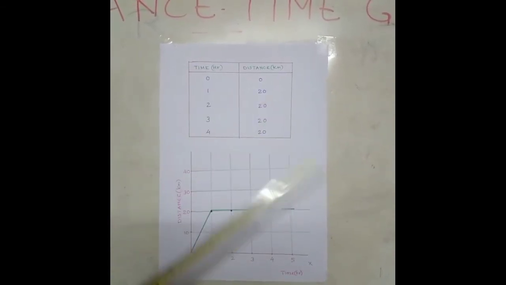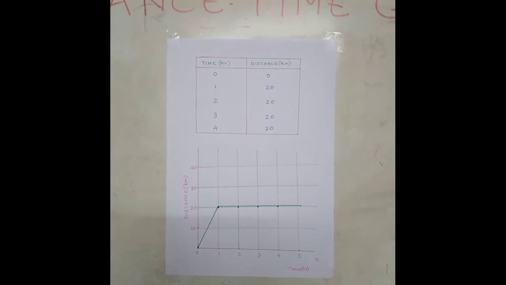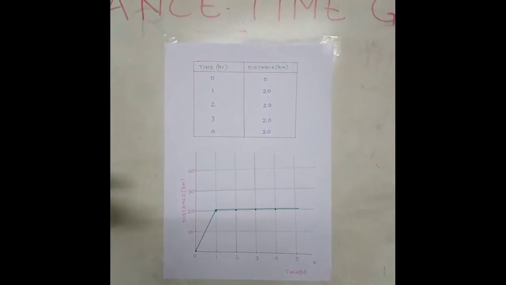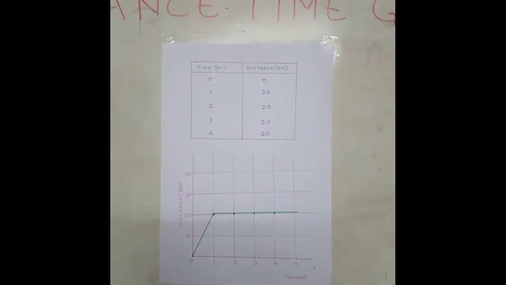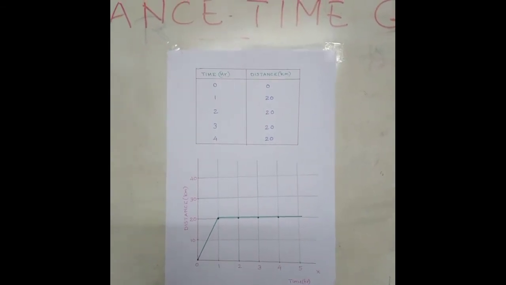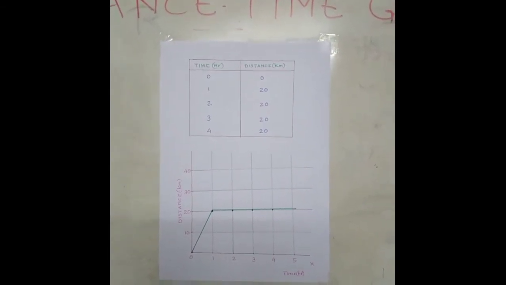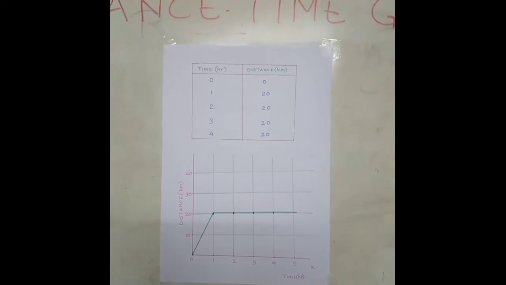So that's about the graph representing motion of an object. In the next class we can discuss more about the measurement of time using different devices and other things. The remaining portion we will discuss next class.